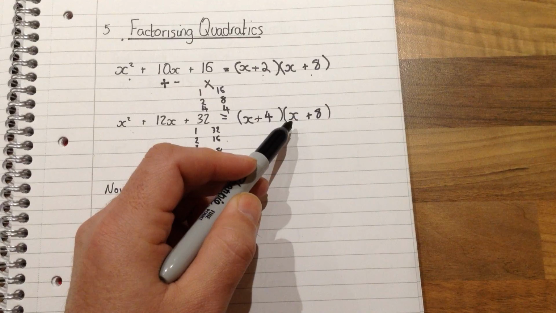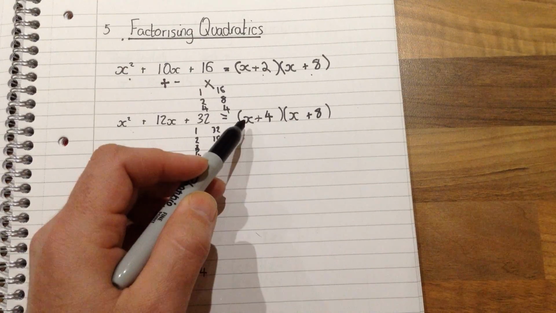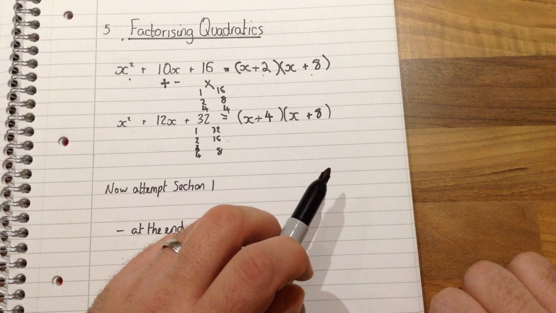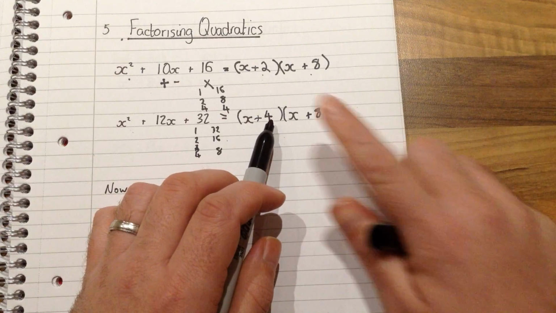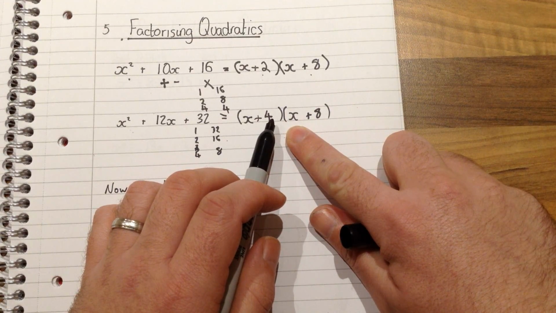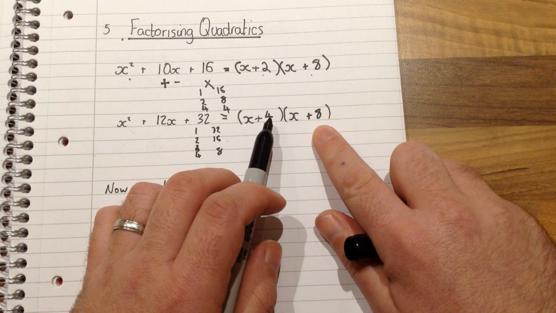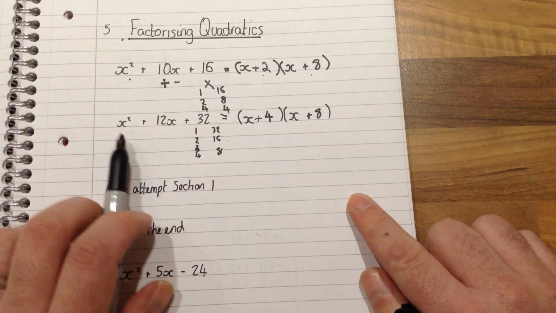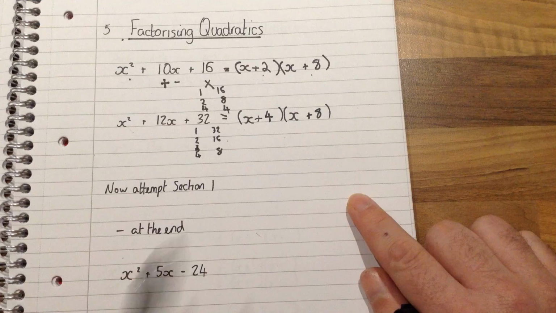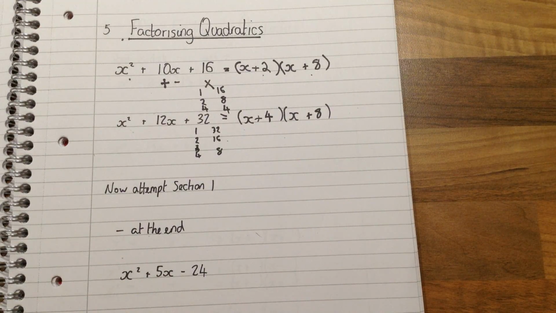I'd do x times x to make x squared. X times 8 would give me 8x. 4 times x, 4x. And 4 times 8, 32. So combining all that together, that would give us what we started with. This should be enough information to now attempt section 1. If you can have about 15 to 20 minutes maybe working through that section, we'll have a look at the next bit after that.